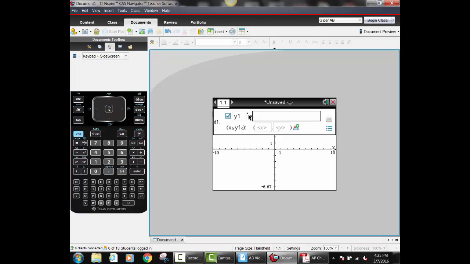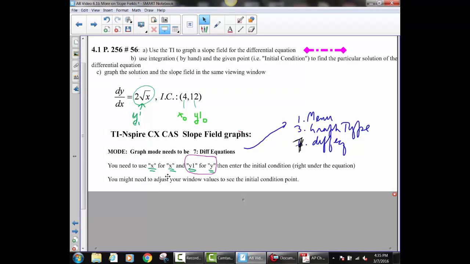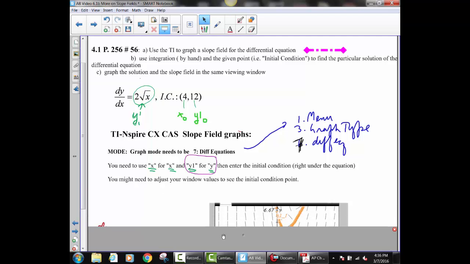It's hard to notice, but right there, that's a prime. That's telling you y1 prime. In other words, dy/dx equals, you're actually entering the differential equation. And of course, the x0, y0 is your initial condition if they gave you one, okay? All right. Now, you will use x for x. That's easy. But for y, you're going to have to use y1 unless you've gone to the next function, which is y2. Then you're going to enter the initial condition right under the equation. You might need to adjust your window values to see the initial condition point.